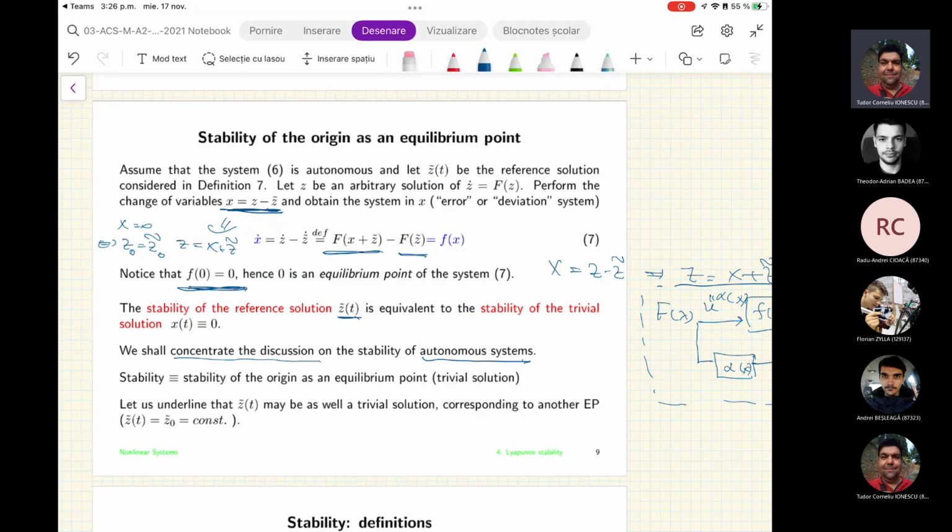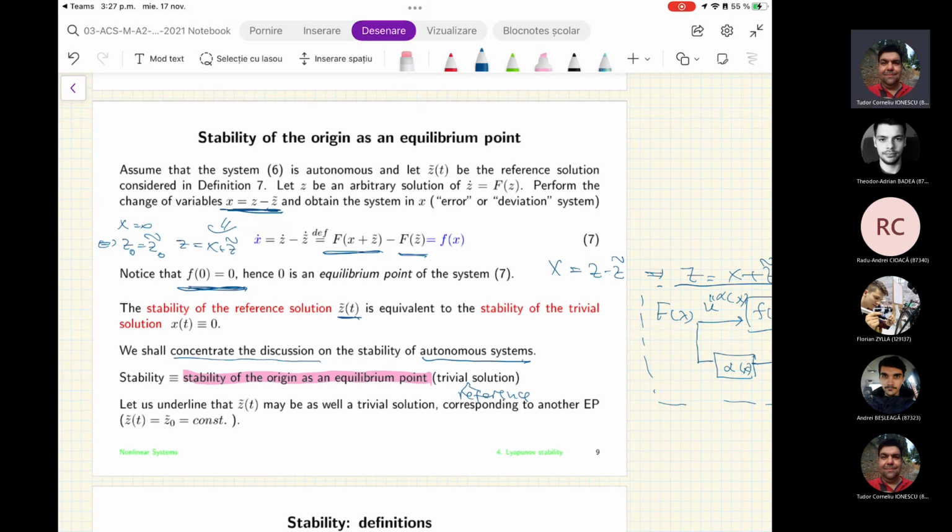Okay, so when we talk about stability, we actually talk about the stability of the origin as an equilibrium point. The stability of the trivial reference solution, I would say here, to be more consistent. And I hope you agree with me.